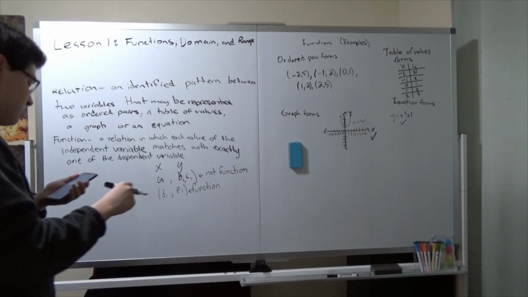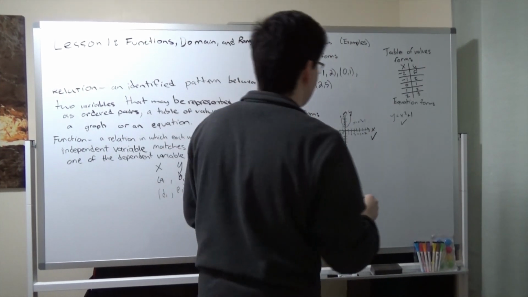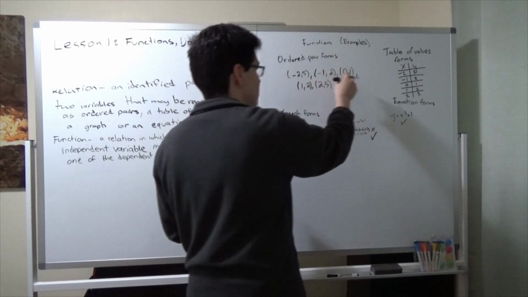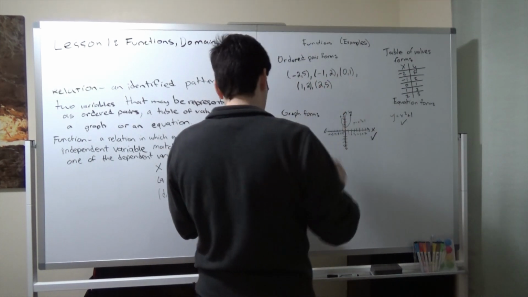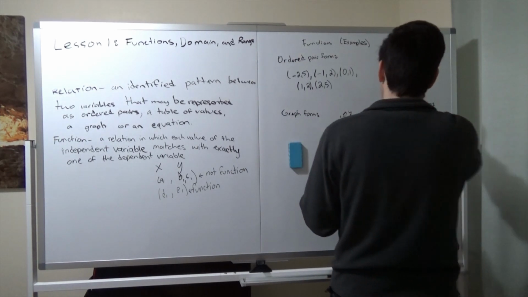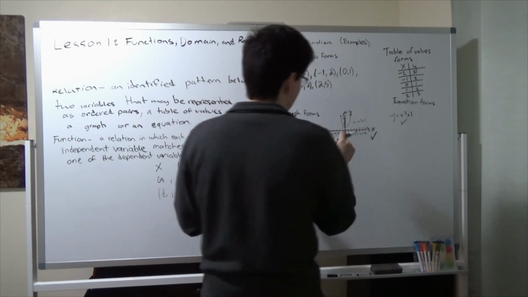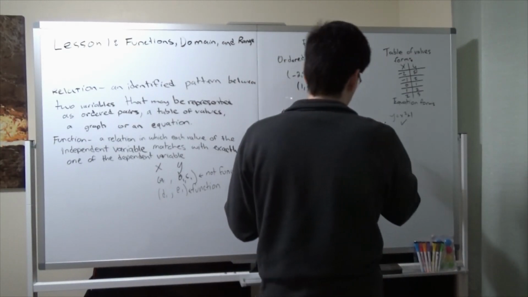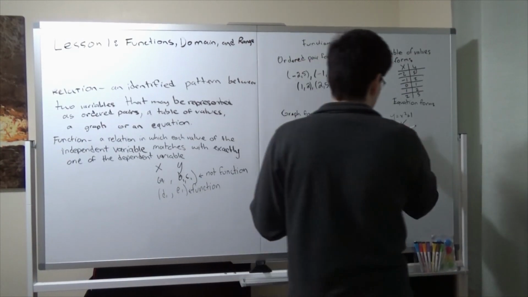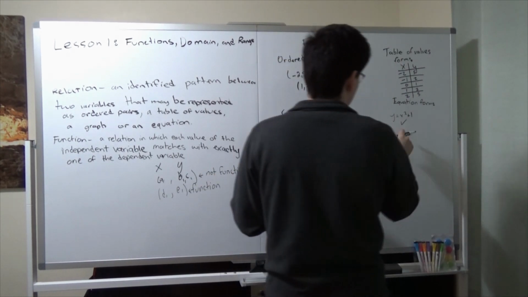It can be represented through ordered pairs, as in this case, (-2, 5), (-1, 2), (0, 1), (1, 2), (2, 5). A table of values where you have these same ordered pairs plotted. Here is the graph form where we have y equals x squared plus 1 plotted, and this is y equals x squared plus 1 in equation form.